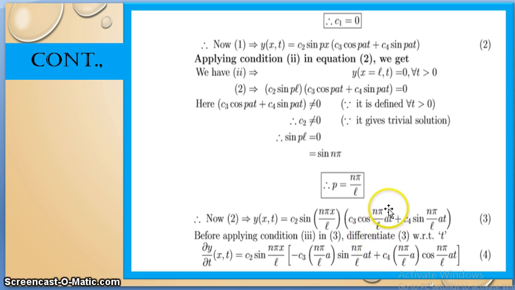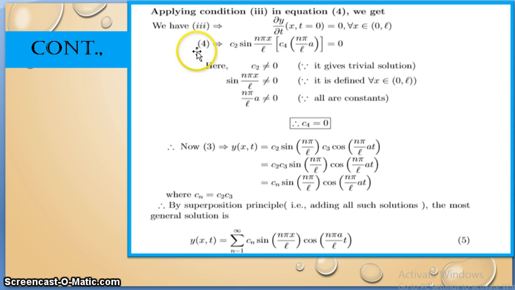Plus C4, a constant term, we can write it here. Differentiation of sin gives cos n pi by L into at. Again differentiating with respect to t, we get n pi by L into a. So applying the condition in equation 4, we get dou y by dou t of x comma t equal to 0, that is equal to 0. We can replace t by putting t equal to 0 here.